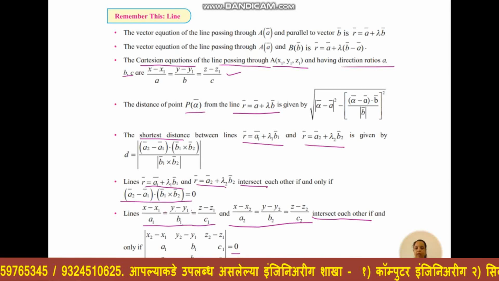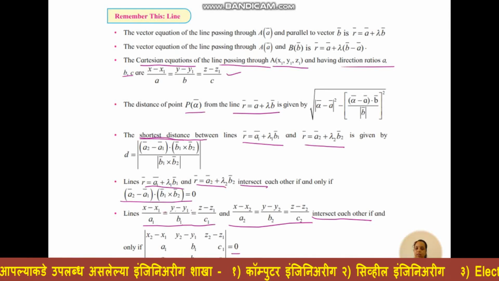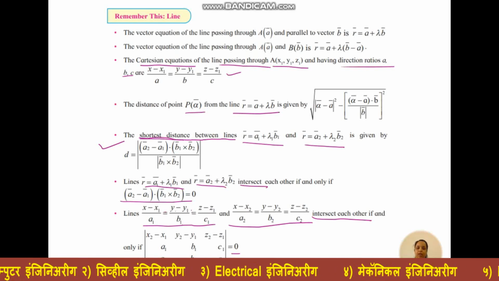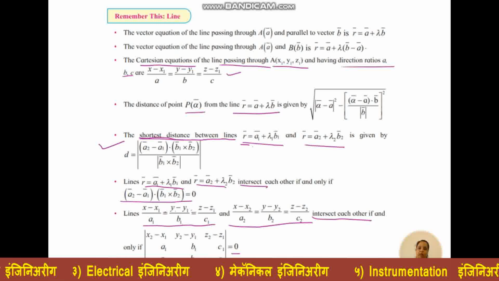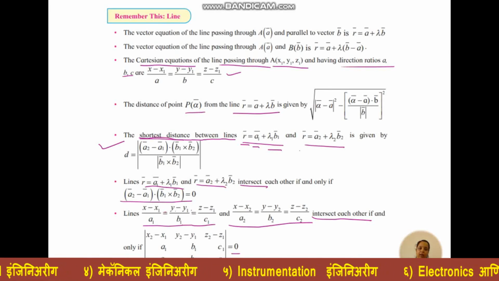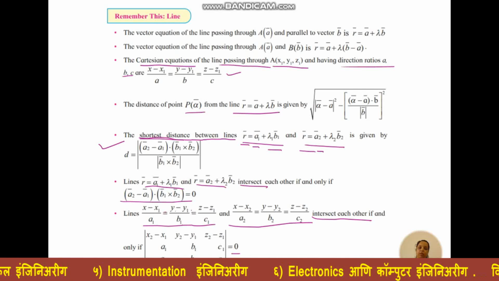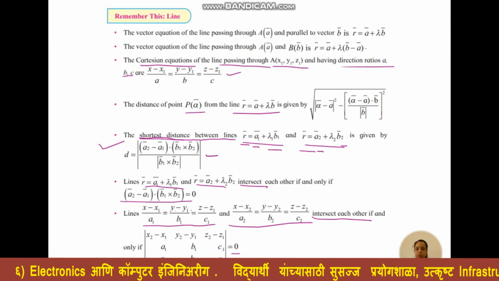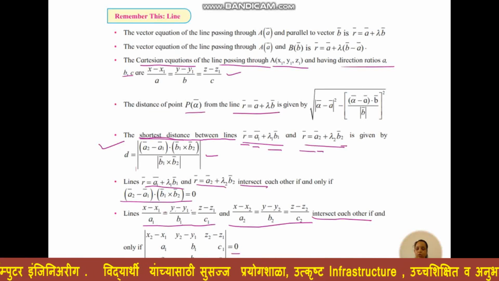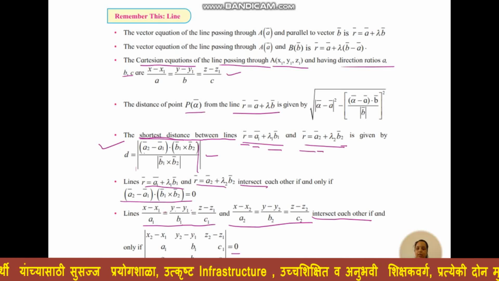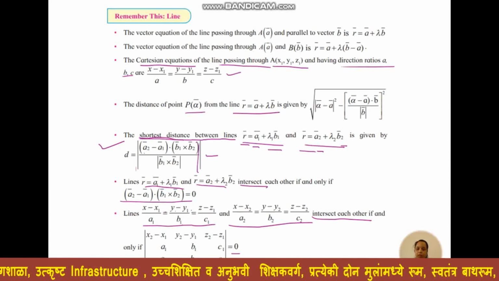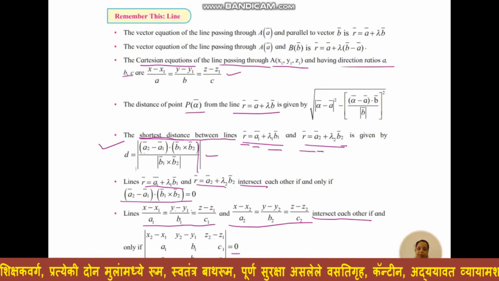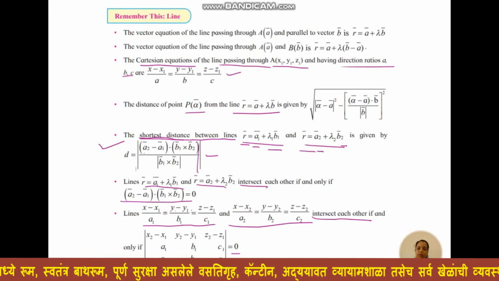In our problem, we are asked to calculate shortest distance between lines. So we are interested in this formula. If lines are represented by r bar is equal to a1 bar plus lambda 1 b1 bar and r bar is equal to a2 bar plus lambda 2 b2 bar, then shortest distance between them is given by this formula. D is equal to modulus of a2 bar minus a1 bar dot b1 bar cross b2 bar divided by modulus of b1 bar cross b2 bar.